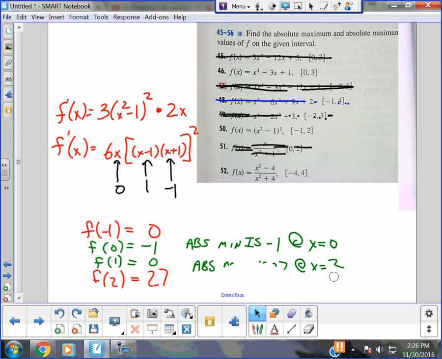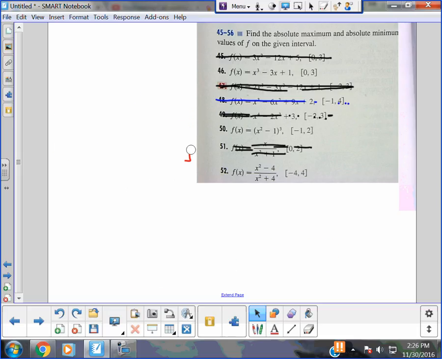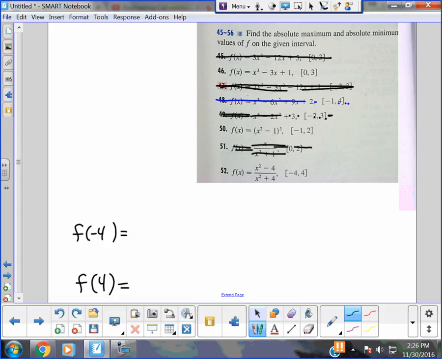Last one we're going to do, 52. All right. I see this. Thinking about what Logan said before, we know we're going to check the endpoints. Question is, what do we have to check in the middle? What's going to tell us that? Critical points. A critical point occurs when the derivative is 0 or undefined, or it doesn't exist. I think there's probably a derivative here that's not going to exist.